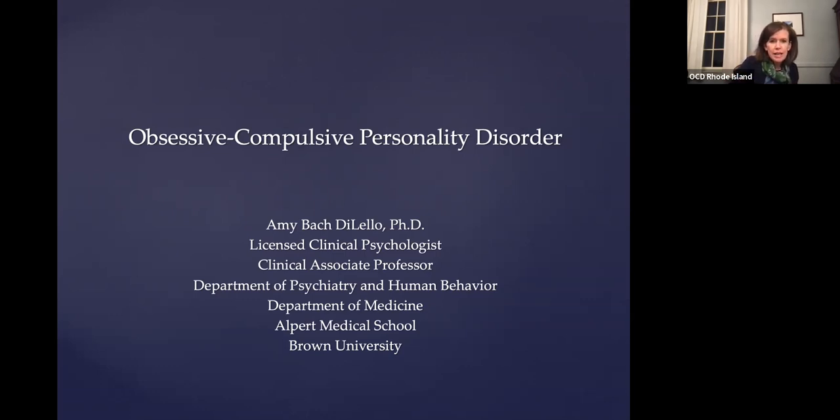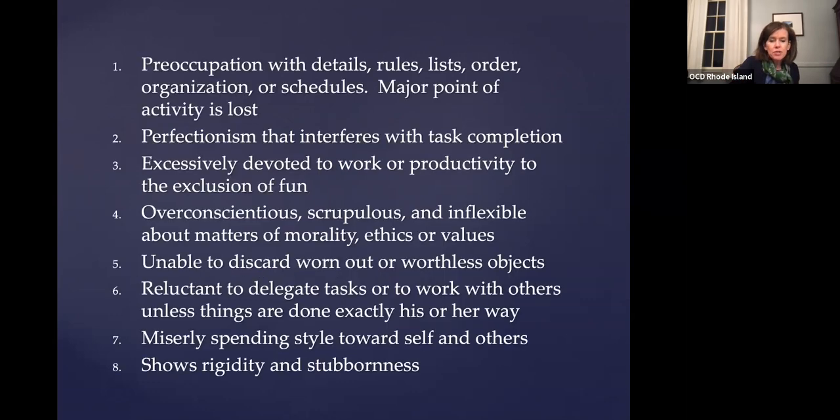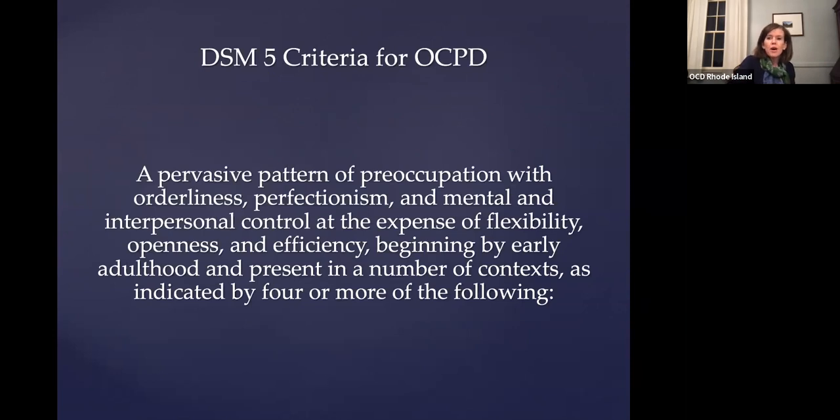All right, so what is obsessive compulsive personality disorder? So we will talk about that. Okay, so as defined by the DSM-5, OCPD is a pervasive pattern of preoccupation with orderliness, perfectionism, and mental and interpersonal control at the expense of flexibility, openness, and efficiency, starting by early adulthood and present in a number of different contexts, as indicated by 4 or more of the following.